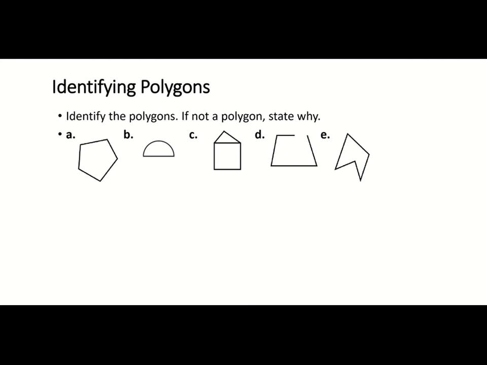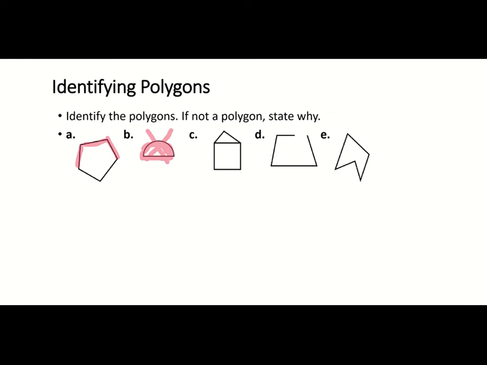All right, so here we are identifying if the figure is a polygon or not. If we look at A, it is made up of line segments, and they all meet at a point, and only two line segments come together. So this line segment meets with this side and this side. So A is a polygon. B, we do have a line segment down here, but this is a semicircle. It is not a line segment, so therefore B is not a polygon.